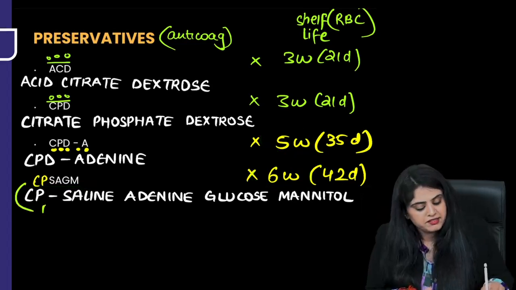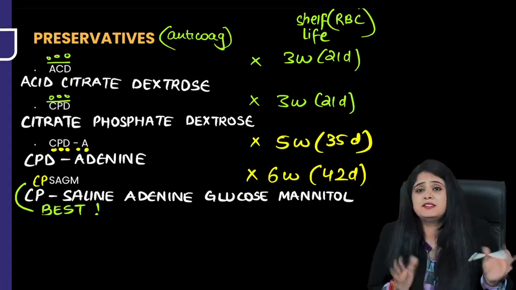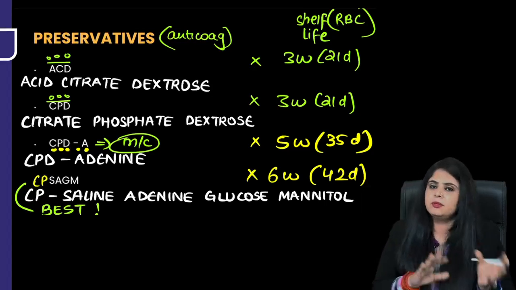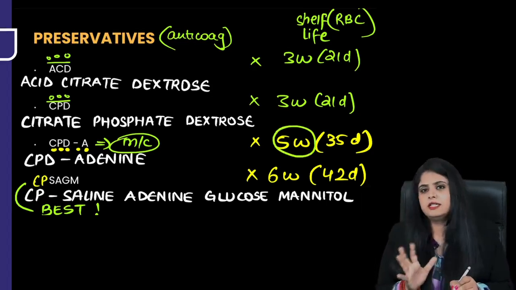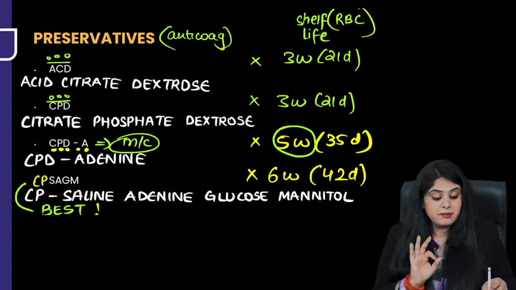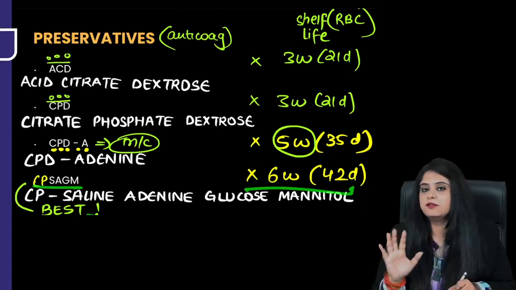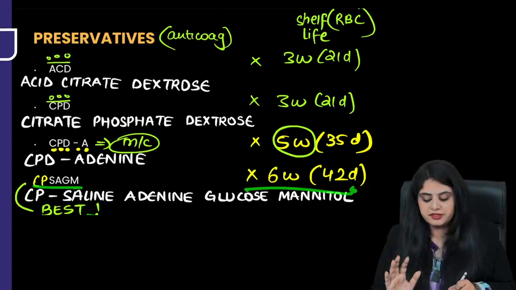Of course, which is the best? Which will store the blood for the maximum time, but is very expensive. We can't use it. The most commonly used is CPD-A. It's economical and 5 weeks is also fine. CP SAGM is the best undoubtedly because it can keep your blood for 6 weeks, but it's very expensive, not practical to use on a day-to-day basis.